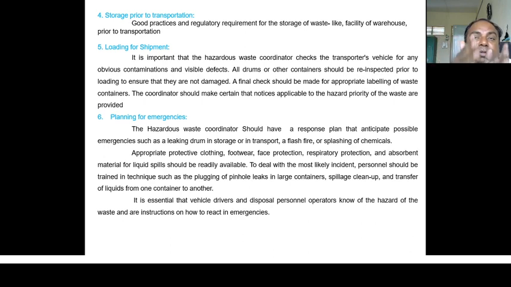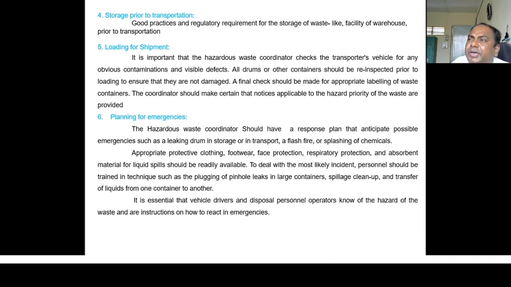There is a chance, because some of the chemical waste which has been packed and stored for some period of time, when it is about to be transported from that place to the disposal site, it is the duty of the hazardous waste coordinator, before loading the chemical onto the vehicle, to look after these points: that the container might not have been damaged, there might not be any leakage, and any label stuck to it might not have slipped away. So it is the duty of the hazardous waste coordinator to check the chemical waste before loading onto the vehicles.